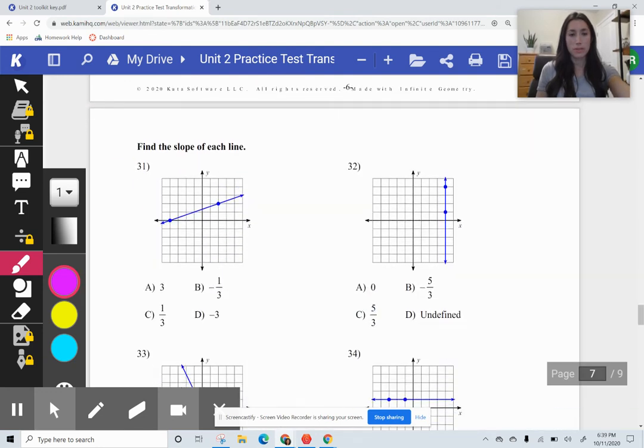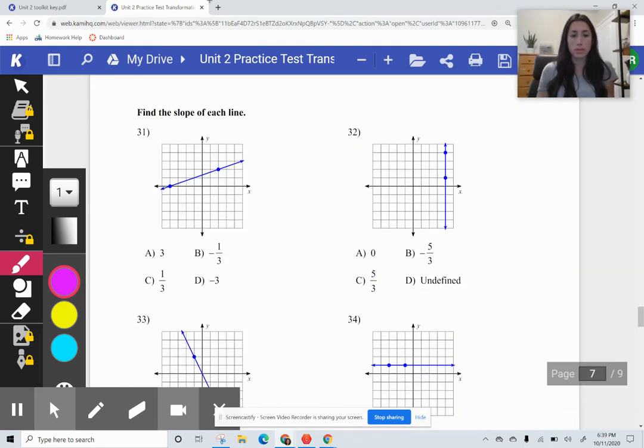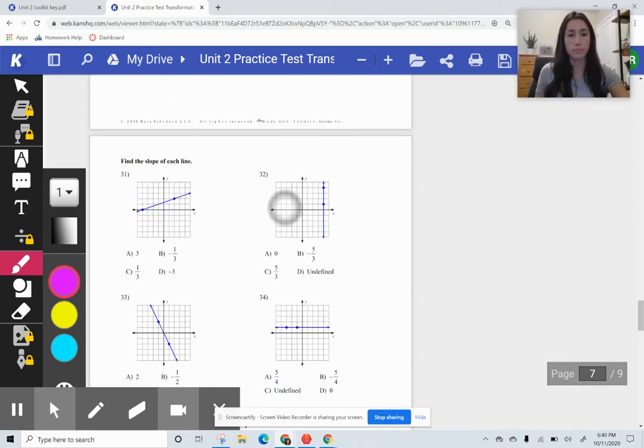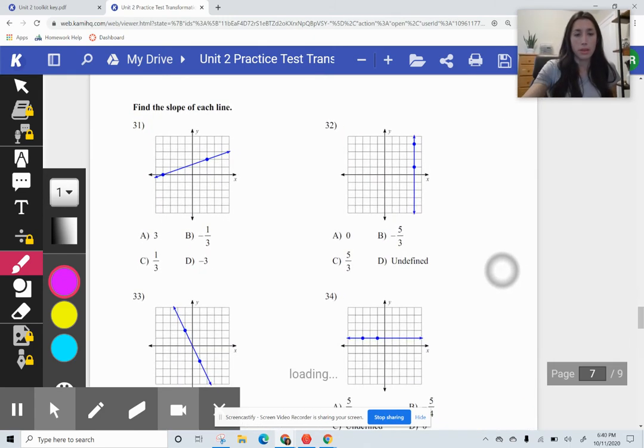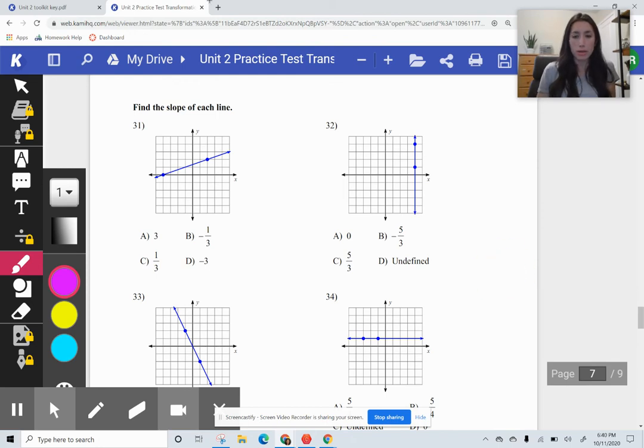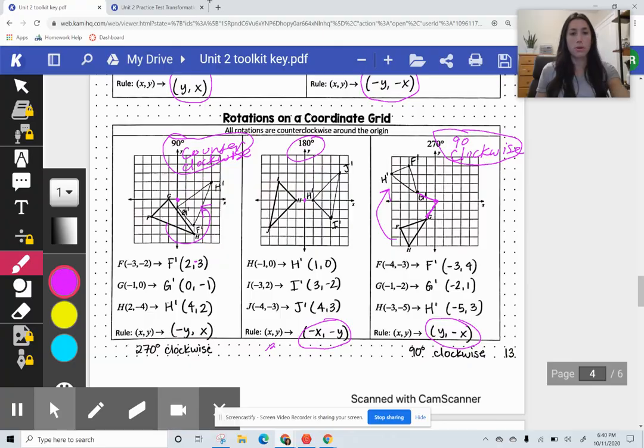All right, now we've got the slope. We are finding the slope of each of these lines. Let's see if I can zoom out there. There we go. Okay, so we're going to look back in our toolkit at our slopes. We had 4 types of slopes.